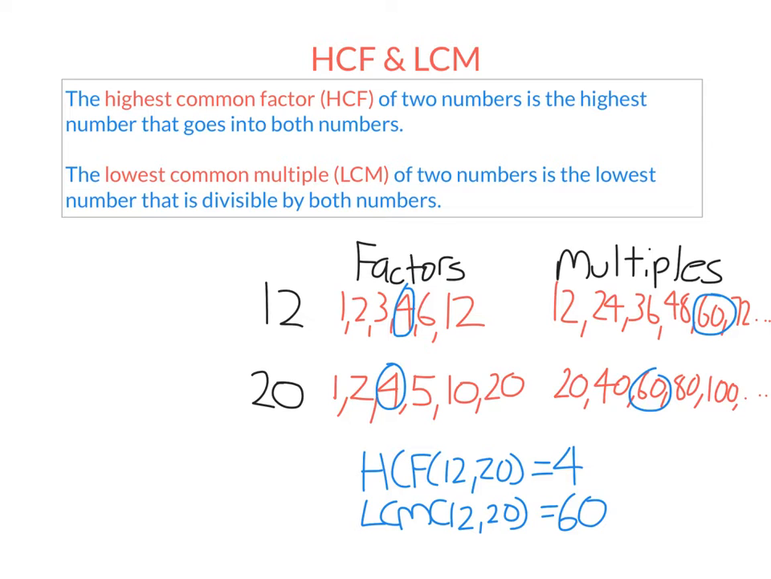Okay, so this is all well and good, but let's be honest. We don't want to get two numbers and write out all their factors and heaps of their multiples each time. We want a more definitive way to do that, and we're going to do that now using tree diagrams.